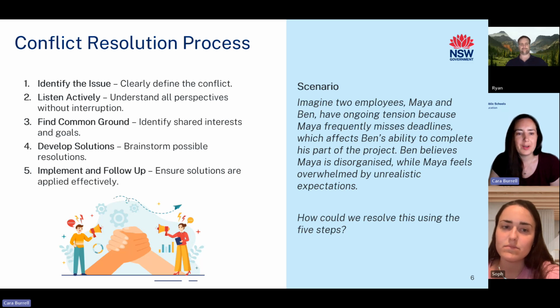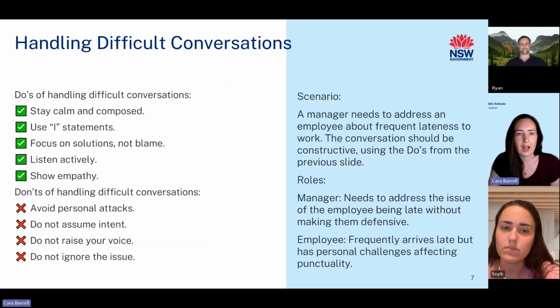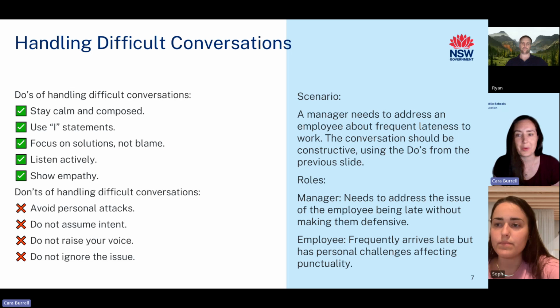So if we move on now to handling difficult conversations. Now, this is pretty challenging. Handling difficult conversations is an essential skill in conflict management, and a poorly handled conversation can escalate tensions. So we've talked about a few solutions and ideas about how to move it forward, but it doesn't always go so smoothly. So there are some key principles to help you when you're in these situations.